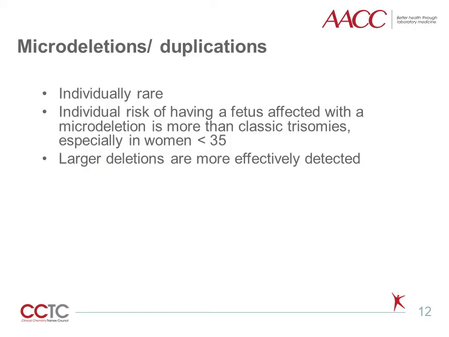Microdeletions and duplications are individually rare occurrences, but collectively are more common than classic trisomies. Individual risk of having a fetus affected with a microdeletion is more than that of classic trisomies, especially in women less than 35 years. As would be logical, larger deletions are more effectively detected.